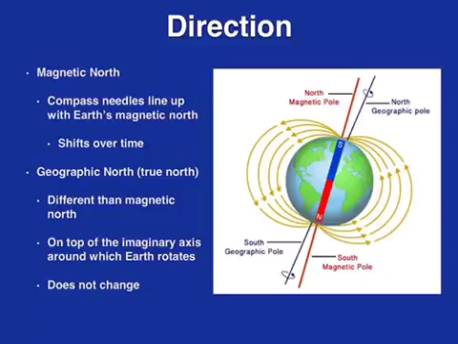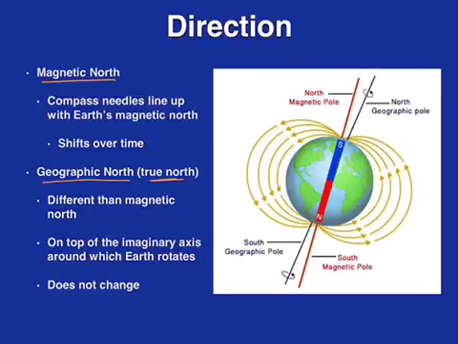When we look at direction, it's important to understand that there's a difference between magnetic north and geographic north. Magnetic north is what the compass needle will line up with in Earth's magnetic field, and it actually shifts over time. It doesn't stay in one place. The geographic north is sometimes referred to as true north, and it's slightly different than magnetic north. It is on top of the imaginary axis around which Earth rotates, and it will not change.